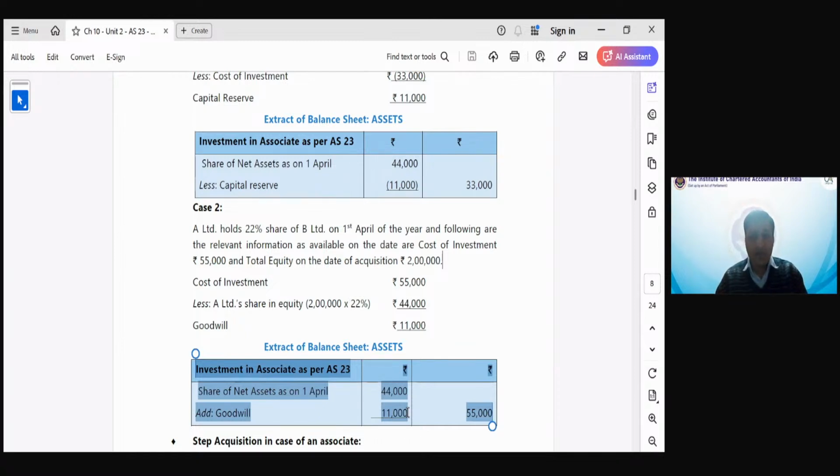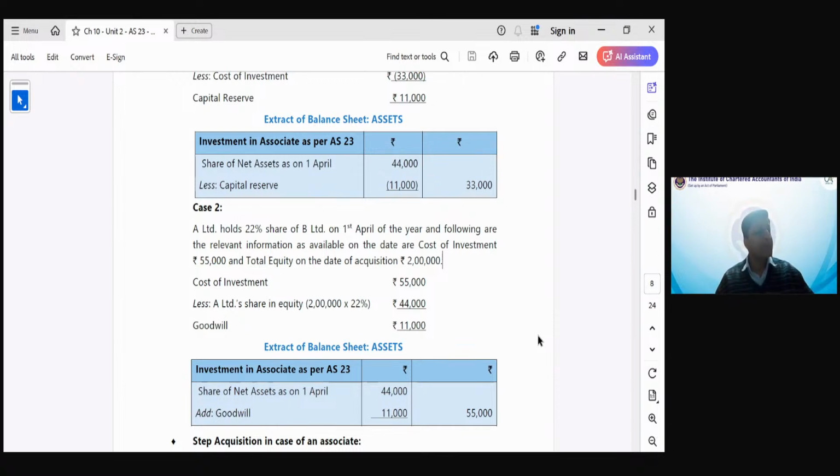55,000. Yes or no? So this 55,000 you need to just break. So in a way, you can say the split of cost is required to be shown. So what is your split of cost? One is the share of net assets. Second is the amount of goodwill. So a sum total of these two is what you get in case of cost of investment.